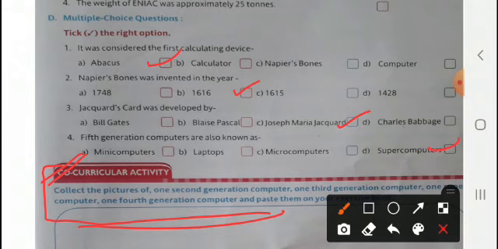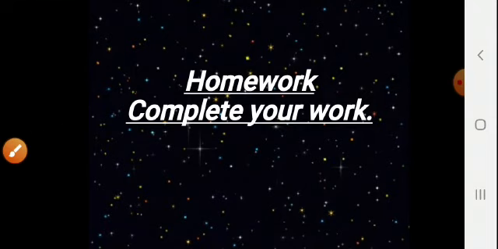So what is your homework? Your homework is to complete your work. Whatever we have completed, the first chapter is completed here. So take care, complete your work.